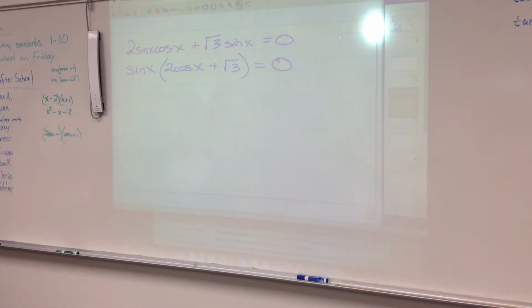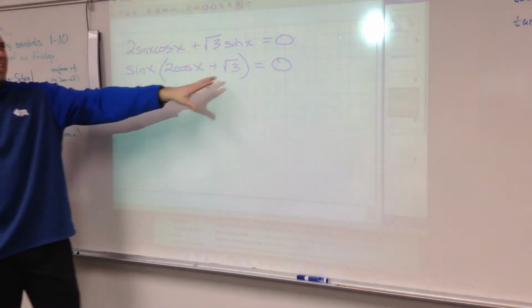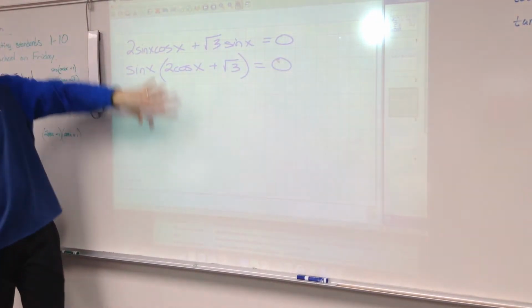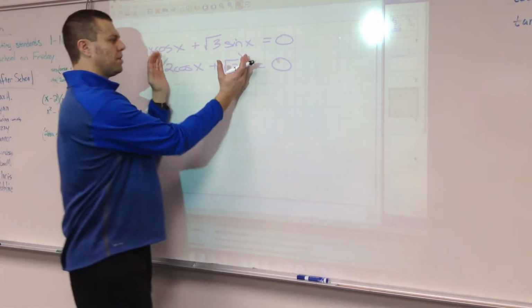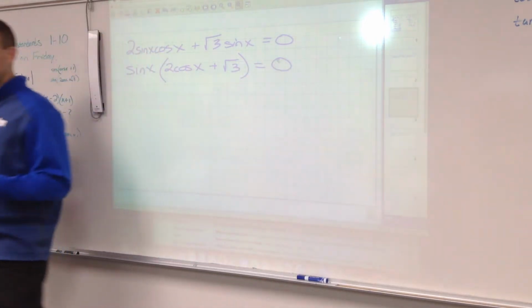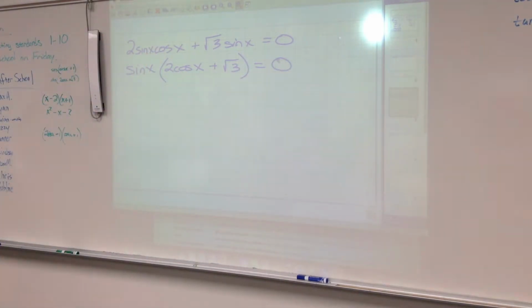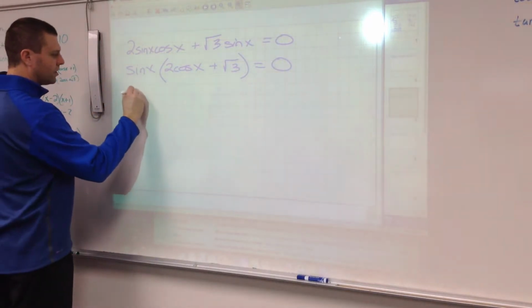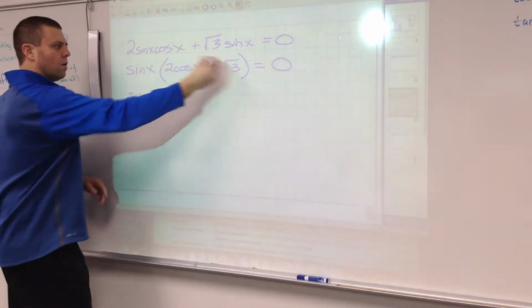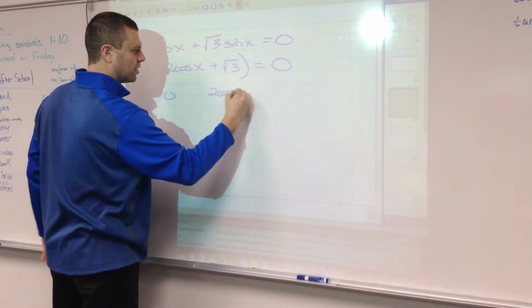I just factored out a sine x. Why would I do that? Well, because I have it set equal to 0. If I have something times something equals 0, what can I do with each of those somethings? Set them equal to 0, because if something times something equals 0, either the first something has to equal 0, or the next something has to equal 0.